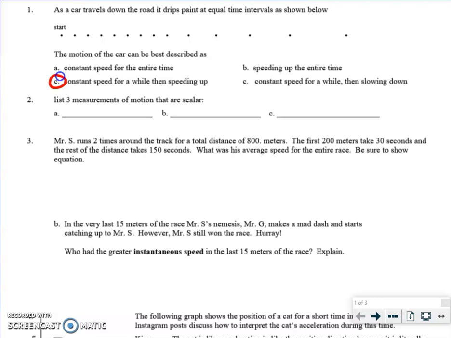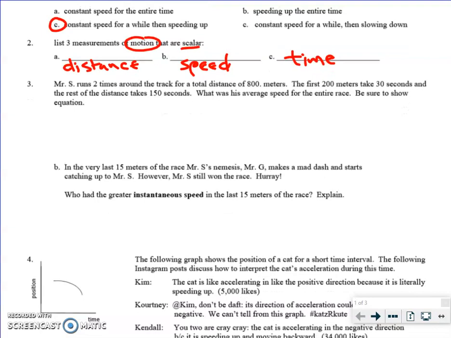The answer is C. They're equally spaced at the beginning, so that's constant speed, and then they get further and further apart, going faster. All right, a lot of you missed a half point in this because I want measures of motion that are scalar. So distance, half a point, each one's a half point, speed, and time. Some of you said mass, volume, stuff like that. Those are scalars, but they're not measures of motion, so that's why I might have lost a half point. Velocity and acceleration are vectors, so they don't count.